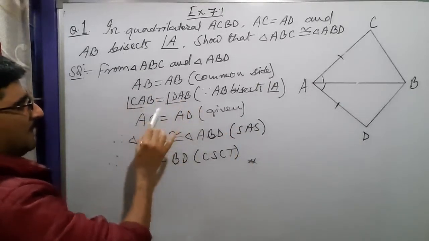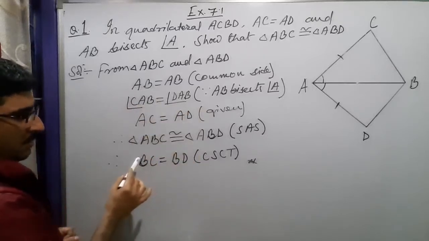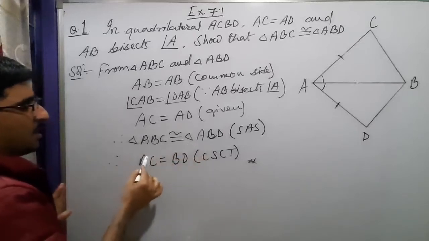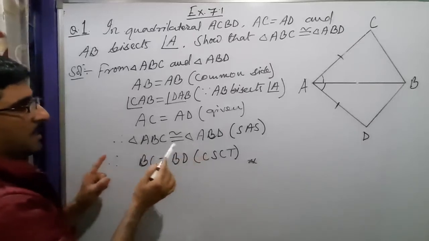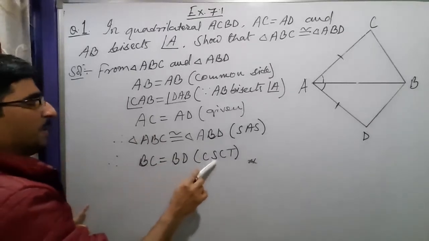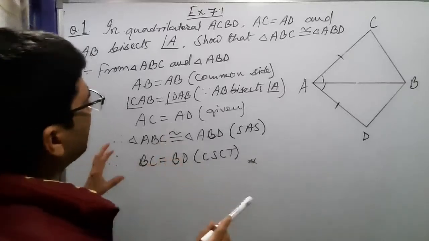So side angle side, according to side angle side, these two triangles are congruent. Now if these two triangles are congruent, then they have corresponding sides. One more pair of corresponding sides remains, that is BC equal to BD. So BC will be equal to BD. But here, two or three things we have to learn more.